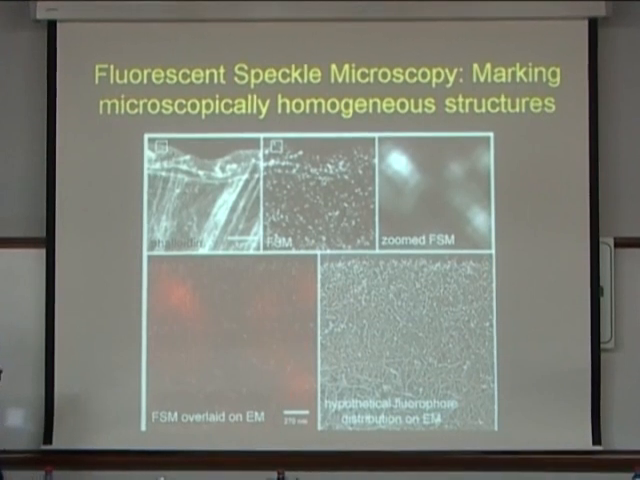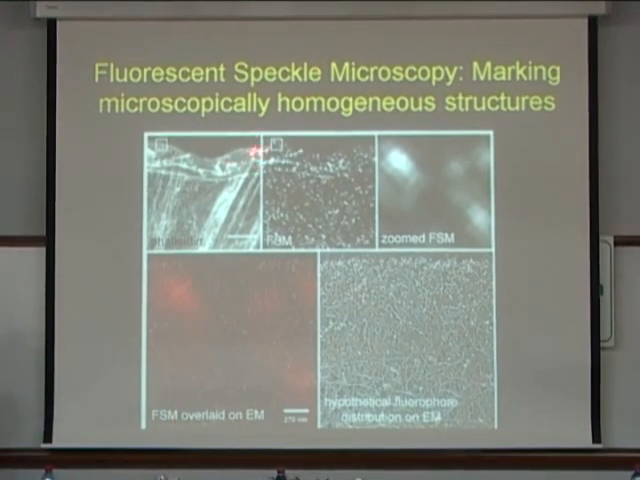Just to give you an example of how it works, this is the leading edge of a migrating cell. The whole cell would be about this big. The nucleus would be about here. So you're just looking at about a 20 by 20 micron window of the front of the cell. The cytoskeletal filaments are at such a density that you can't resolve the individual filaments.